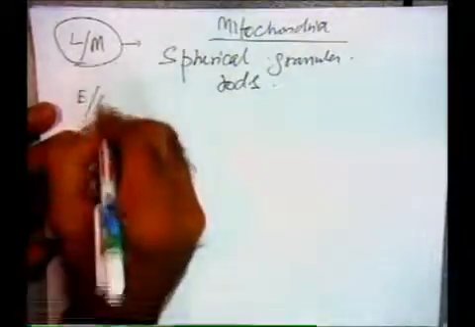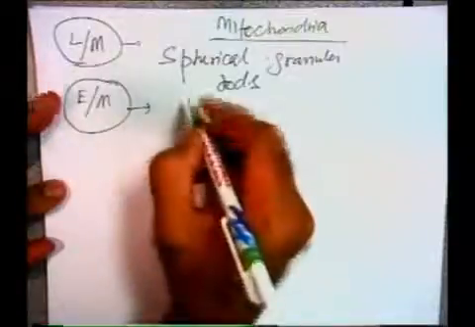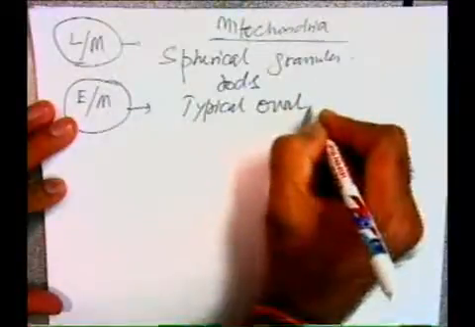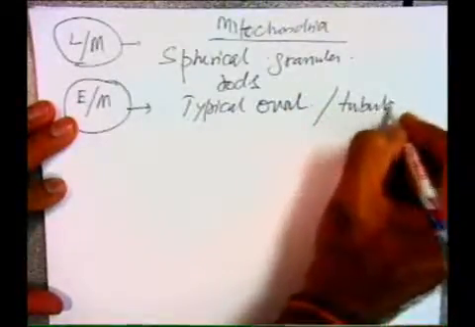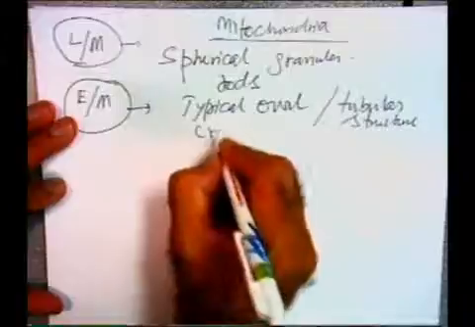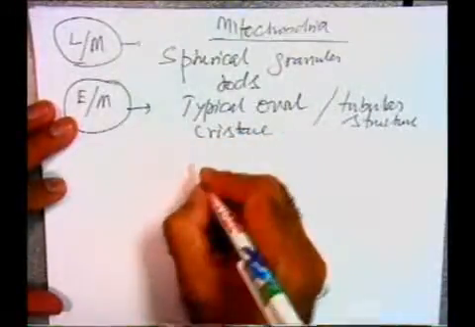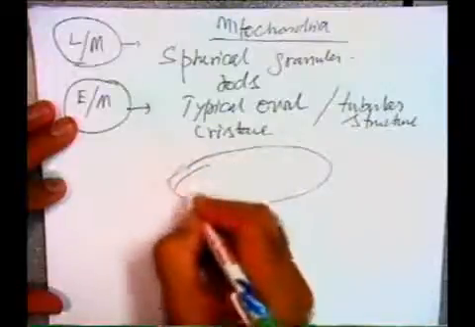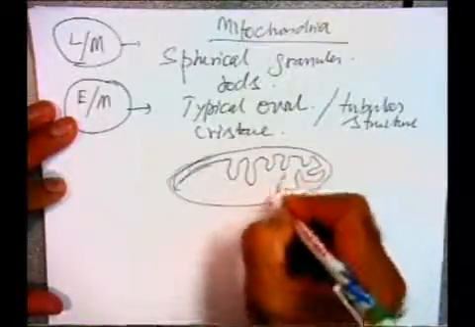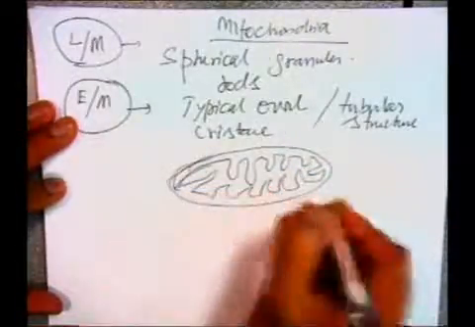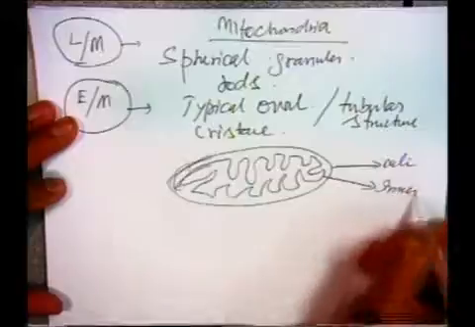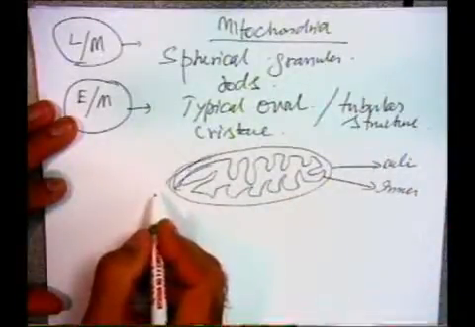That's the location. And for electron microscopy, I put the short version, EM. It looks like a typical oval shape. It's an oval shape or tubular structure. Okay? And they also have cristae. If you see the structure like this, it is going like this: the outer membrane of the mitochondria, and the inner membrane will go like this, folding like this. So this is the outer membrane, and this is the inner membrane. You can clearly see this under the electron microscope.